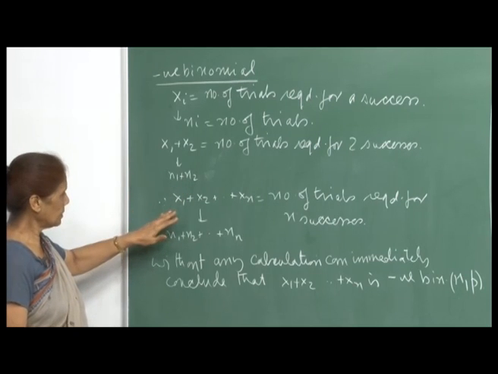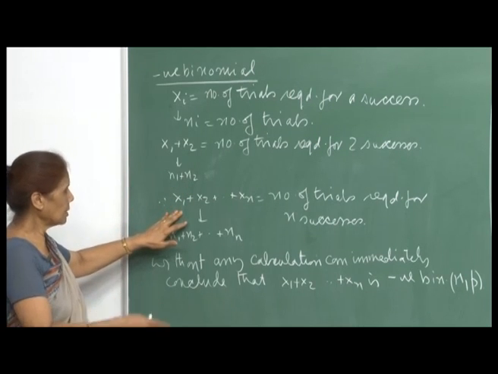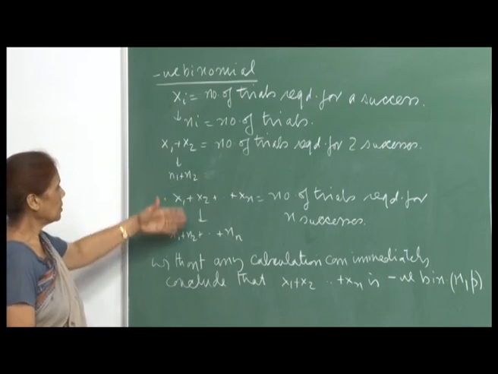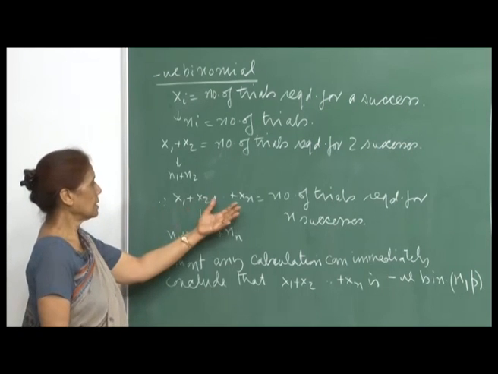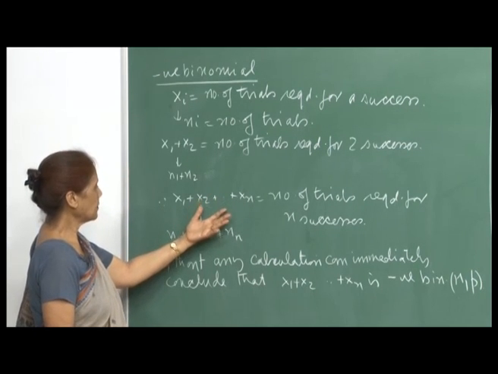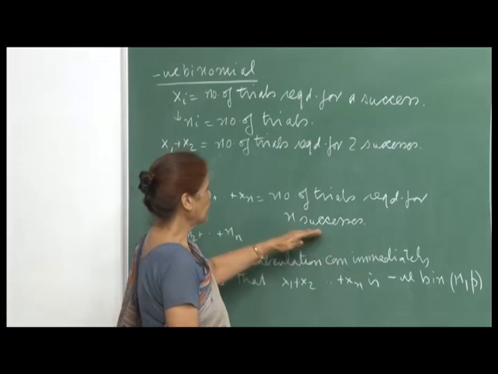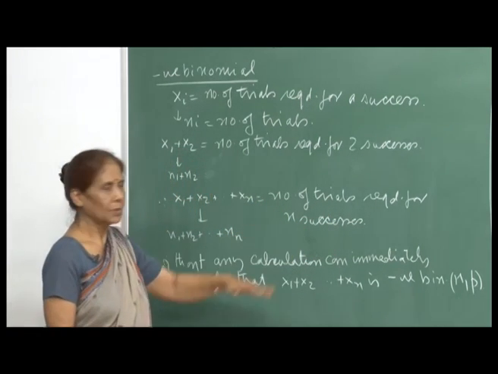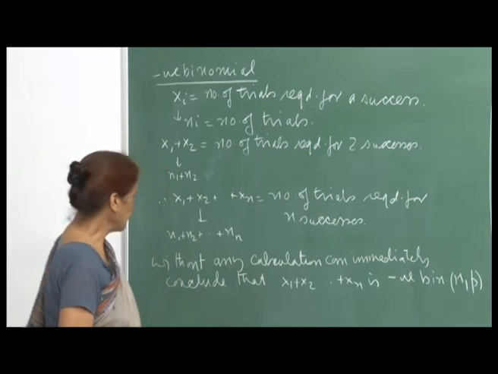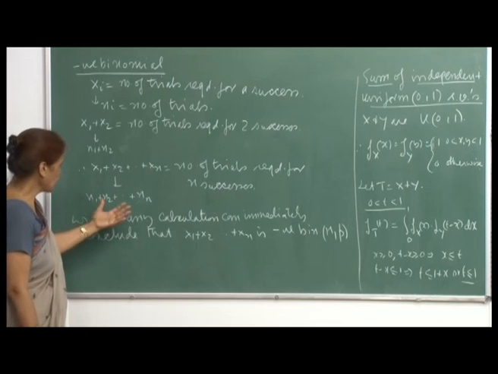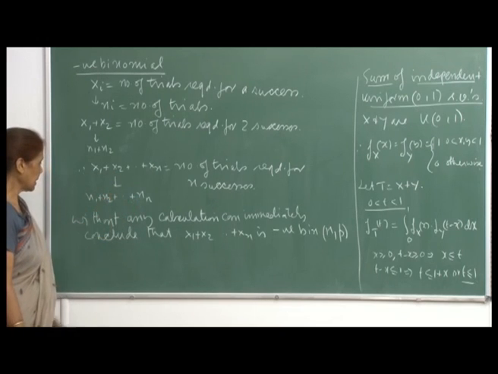Then, finally, when you go on doing this procedure iteratively, adding on or convolving these random variables, then X1 plus X2 plus ... plus Xn will finally give you the number of trials required for n successes, right. And therefore, this was negative binomial (n, p), and the total number of trials required would be n1 plus n2 plus ... plus nn, right.